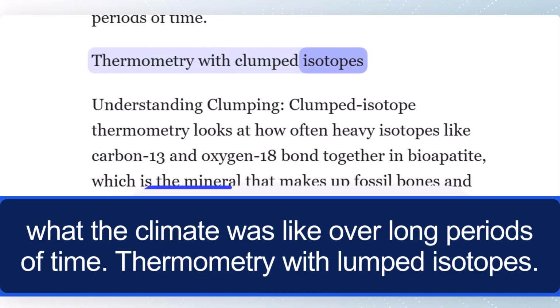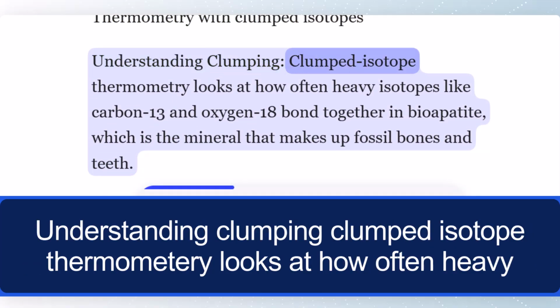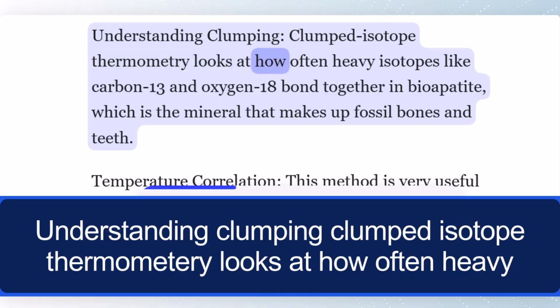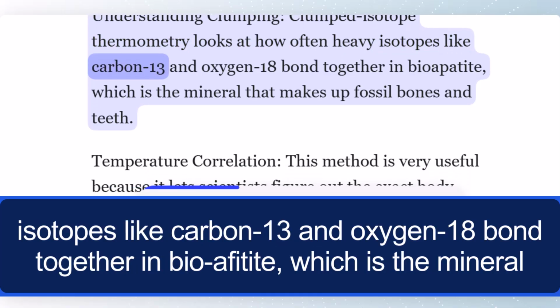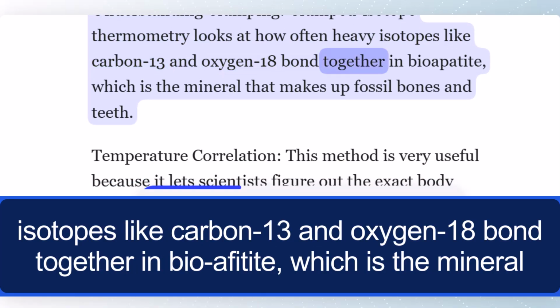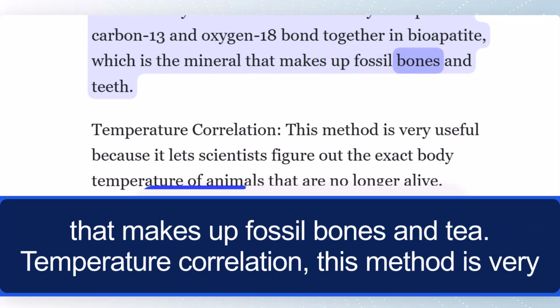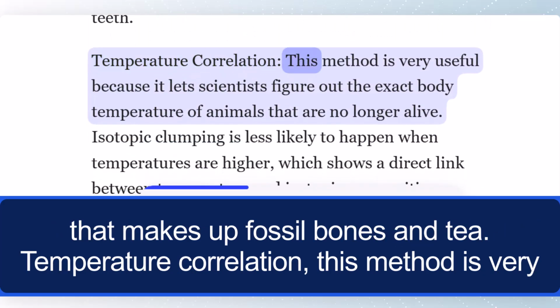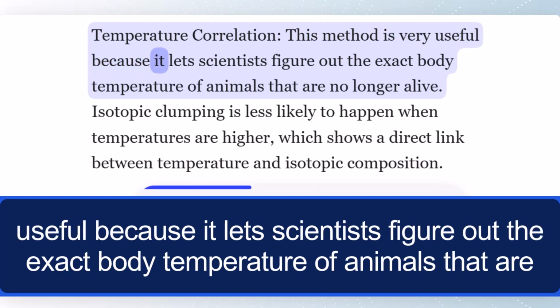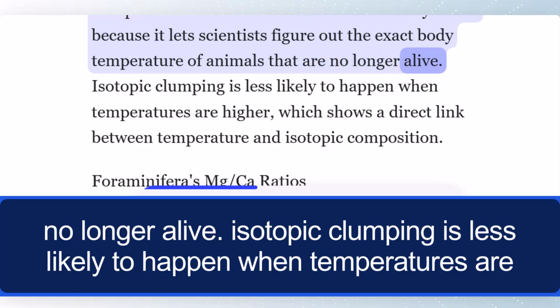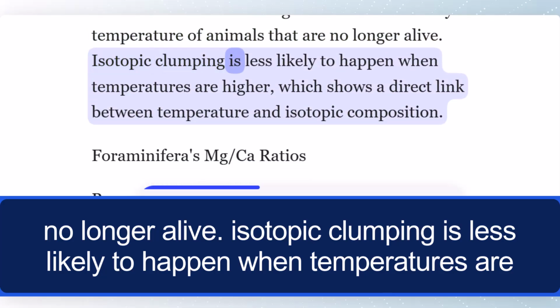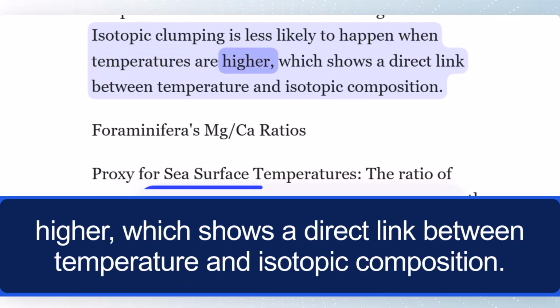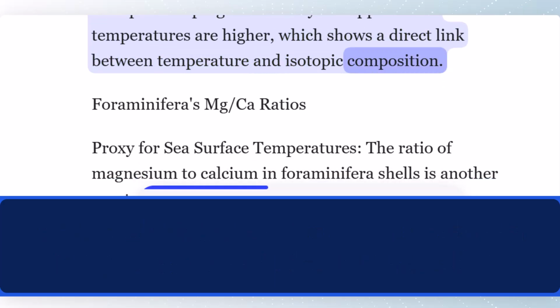Thermometry with clumped isotopes. Understanding clumping. Clumped isotope thermometry looks at how often heavy isotopes like carbon-13 and oxygen-18 bond together in bioapatite, which is the mineral that makes up fossil bones and teeth. Temperature correlation. This method is very useful because it lets scientists figure out the exact body temperature of animals that are no longer alive. Isotopic clumping is less likely to happen when temperatures are higher, which shows a direct link between temperature and isotopic composition.